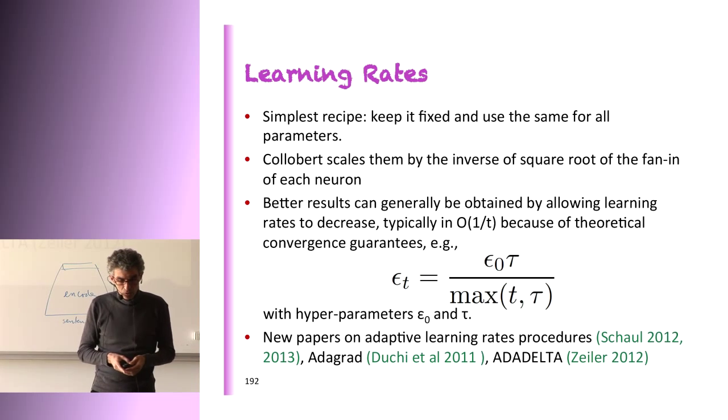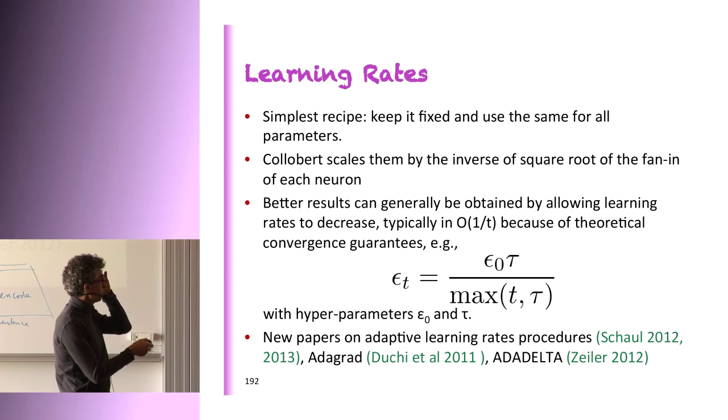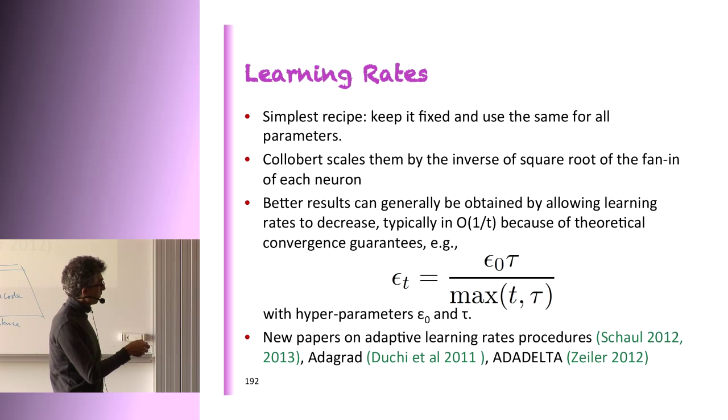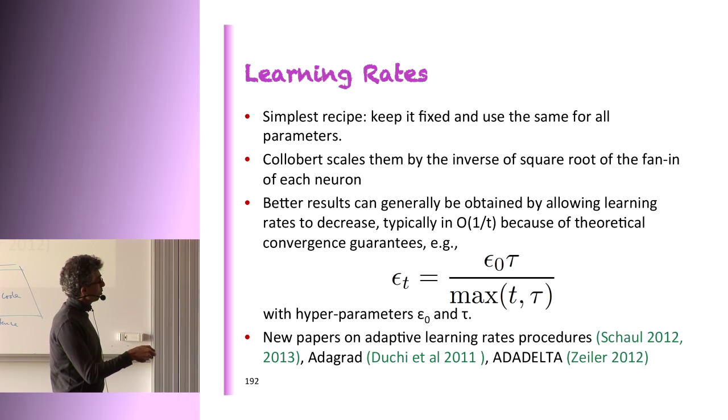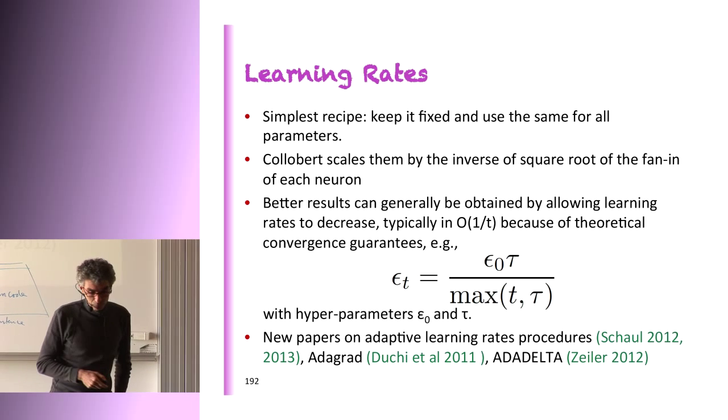So there are these other methods which are not that hard to implement, in which you add an extra hyperparameter which controls how fast you go down. So instead of having a fixed learning rate, you have a learning rate that varies as a function of t, typically as a 1/t type of relationship.